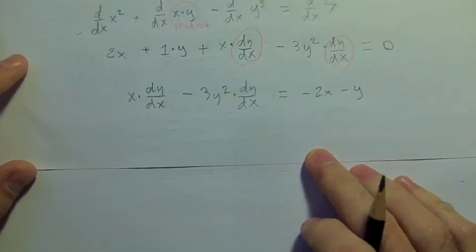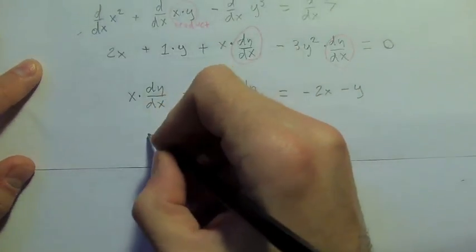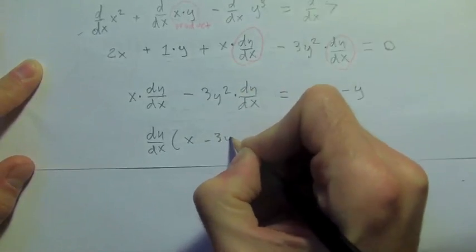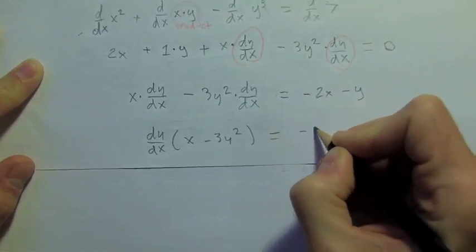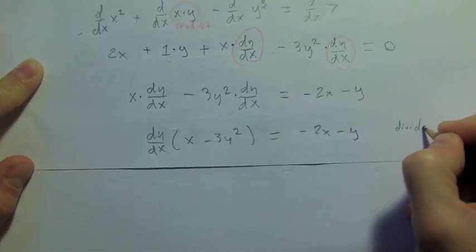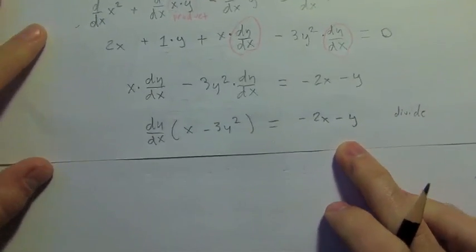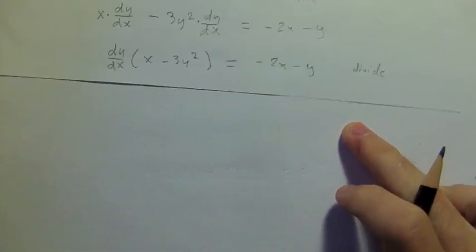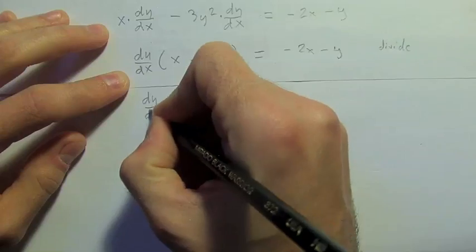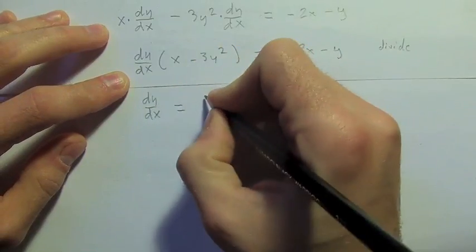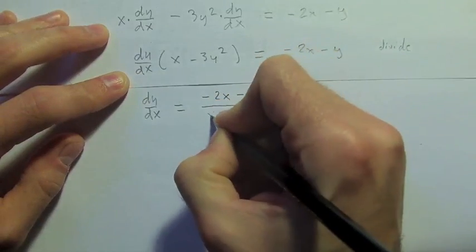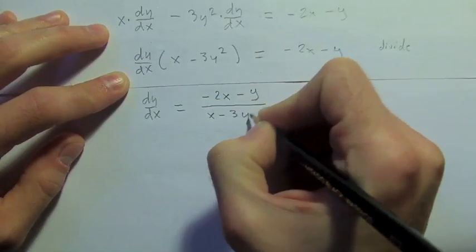Right? Then we factor. So I get that dy over dx times x minus 3y squared is equal to negative 2x minus y. And then we divide. So we get that the derivative of y with respect to x is equal to negative 2x minus y all over x minus 3y squared.